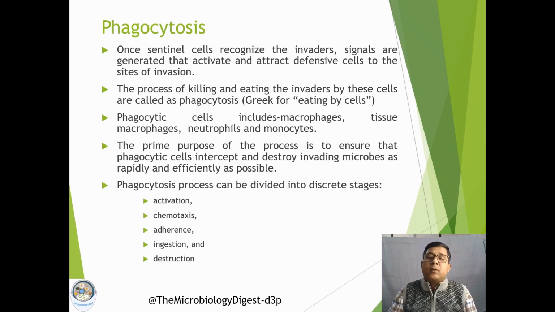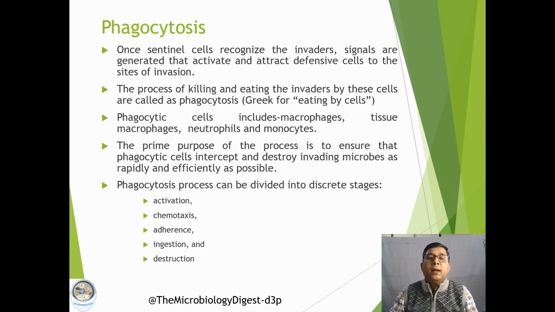Another major component of innate immunity is phagocytosis. Phagocytosis means once sentinel cells recognize the invader, they will generate signals and activate the other cells which will act on the invader for elimination by killing.